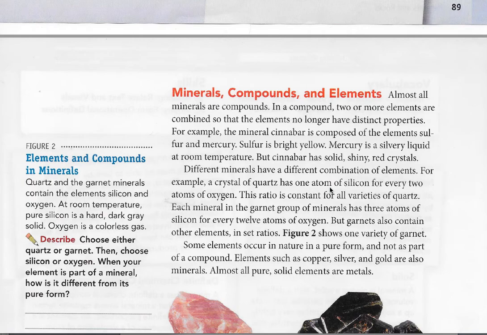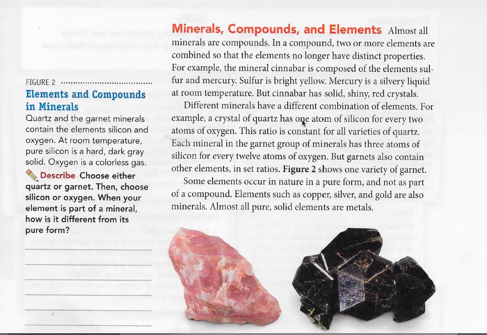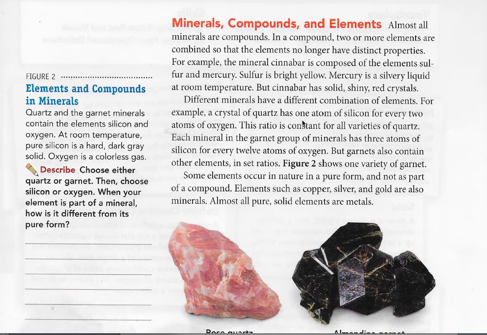Minerals, compounds, and elements. Almost all minerals are compounds. Okay, here's a blank here. You're going to fill this in. In a compound, two or more elements are combined so that the elements no longer have distinct properties. For example, the mineral cinnabar is composed of the elements sulfur and mercury. Sulfur is bright yellow. Mercury is a silvery liquid at room temperature. But cinnabar has solid, shiny red crystals. Different minerals have different combinations of elements.